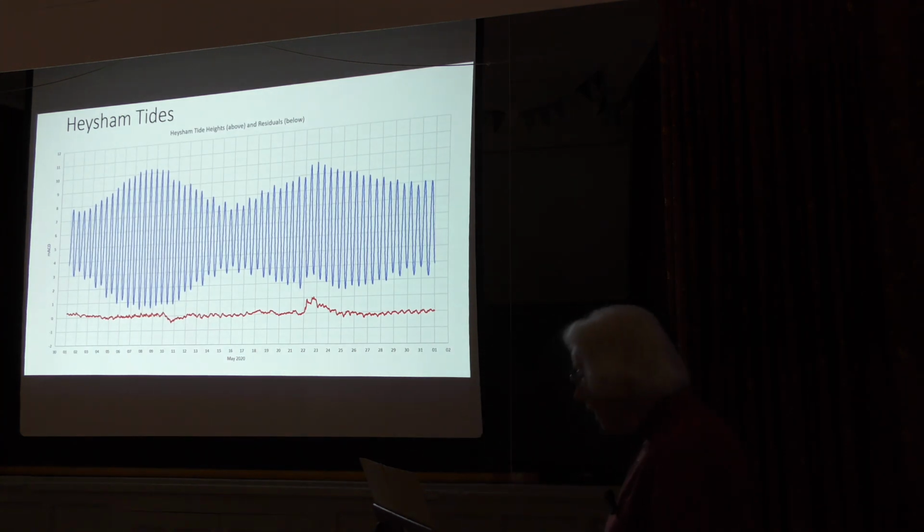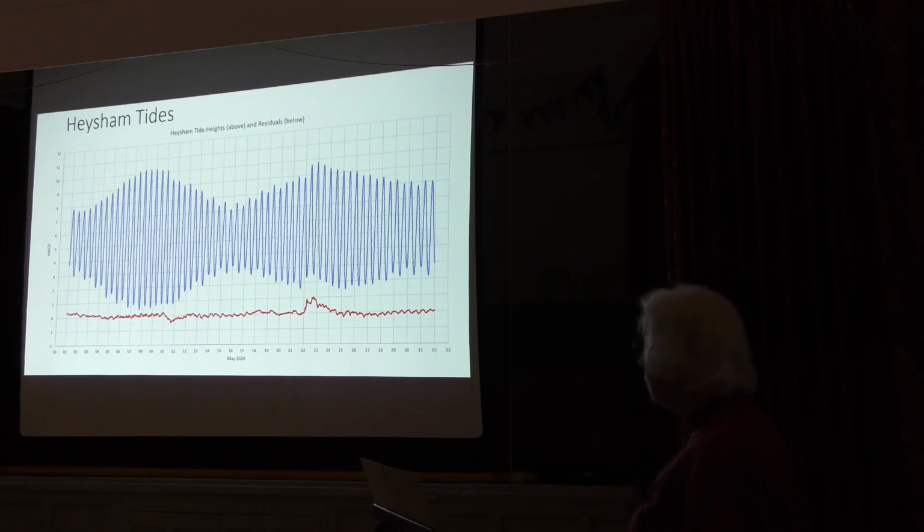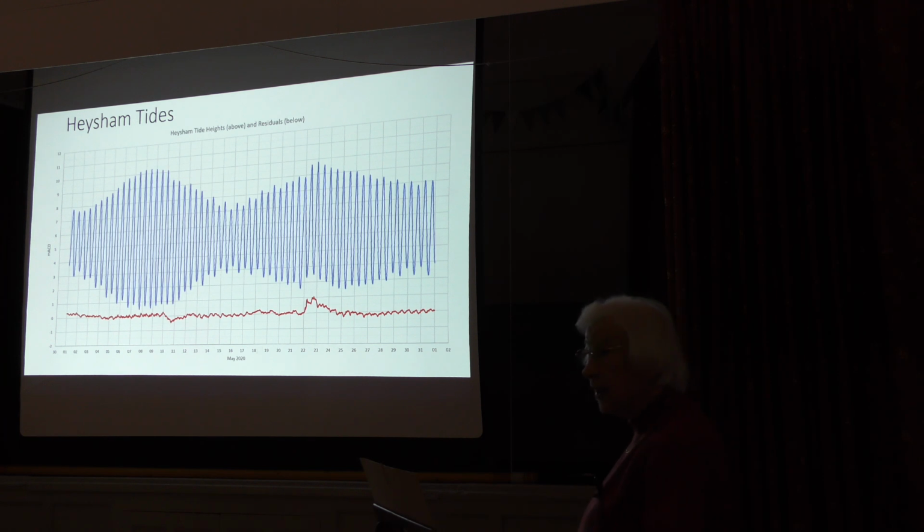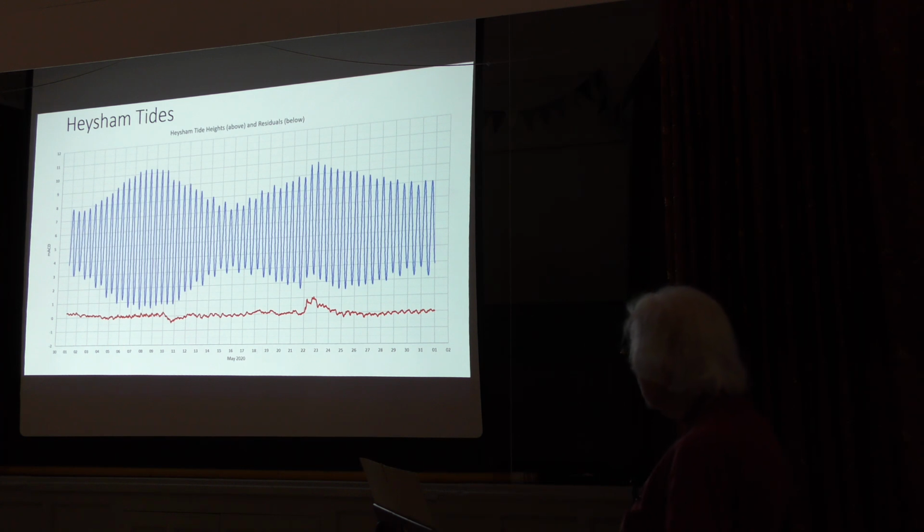Now this shows a chart of Heysham tides. These are actually recorded tides for a sample month, the month of May 2020. This shows the very big tidal range here. The highest range was actually what we got yesterday, of about 10.5 metres. So a very big tide indeed, from high water to low water of over 10 metres.